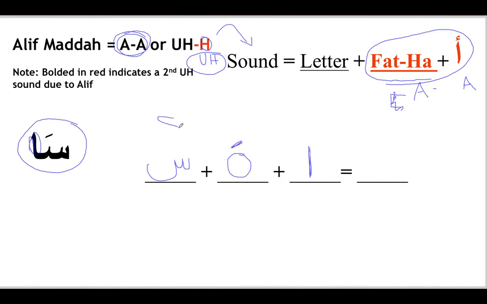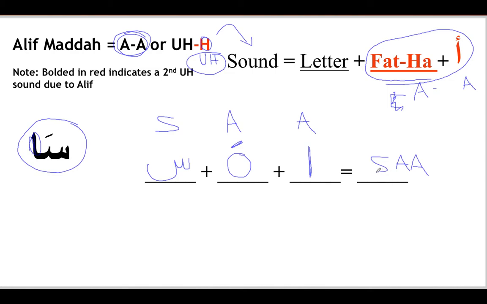Letter seen makes an S sound. The fatha makes the A sound, as I'm just going to say for now. And the alif also makes the A sound. Putting these English letters together is going to be Sa, right? It's going to be Sa. Now when I say Sa, I'm not saying Sa quickly. You want to extend that a bit, saying Saa.